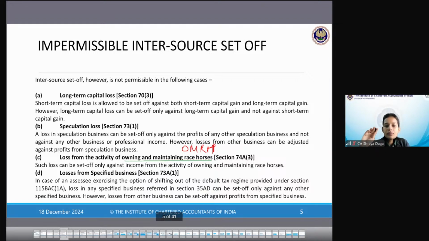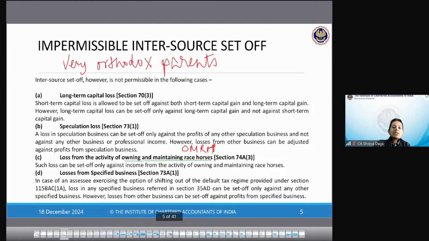So these are the very orthodox parents. Because they don't even allow intra-head intersource set off. They want not even between two subcastes in one caste. They want the same subcaste also. Long ego. Long won't marry short. Yes.